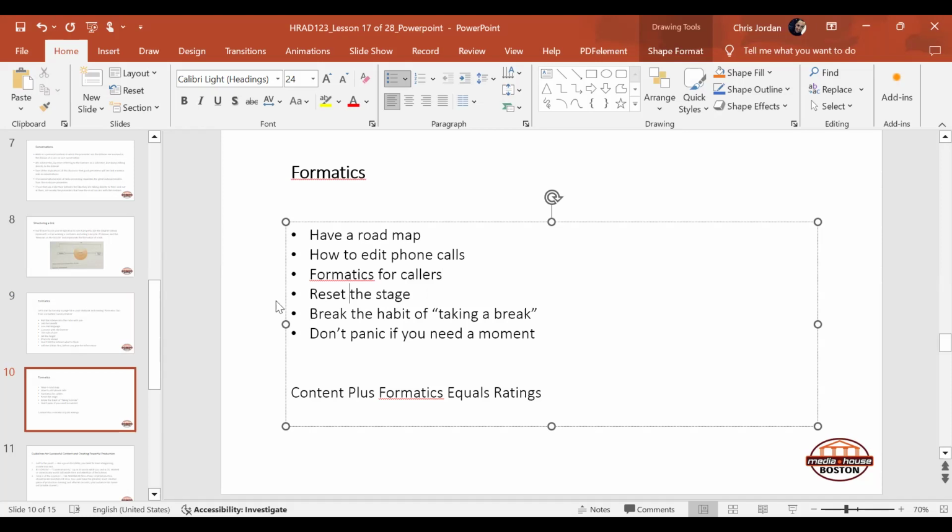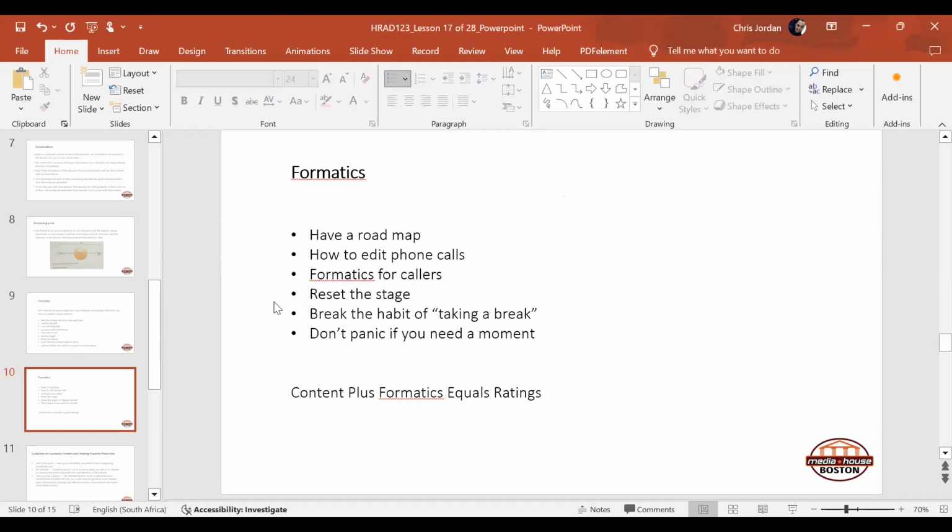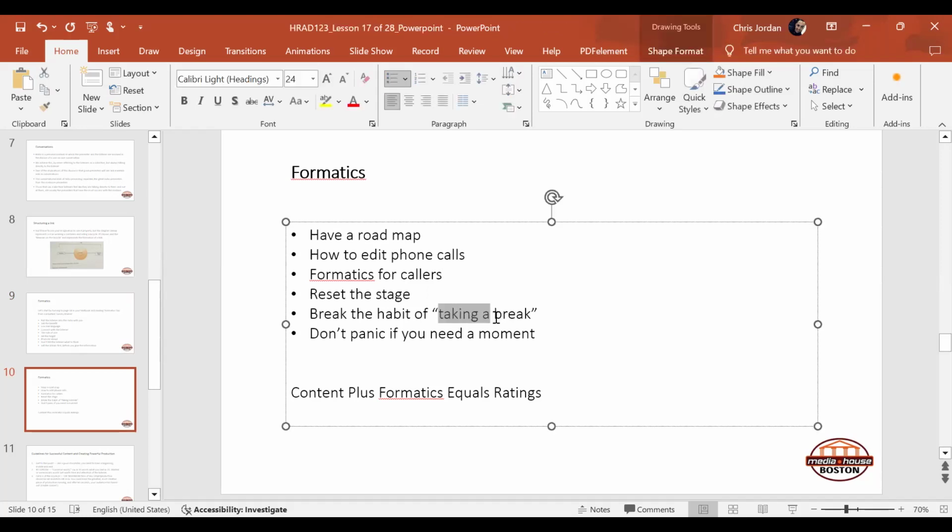Reset the stage. Always make sure that you can find your core of what it is that you are currently talking about. You can recap as well, or you can move to a new segment on a clean slate. Break the habit of taking a break. This whole wording of "we're going to take a break," don't say that.